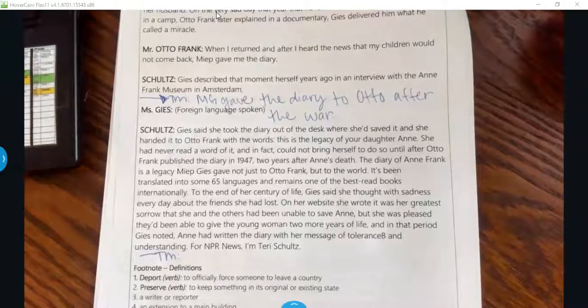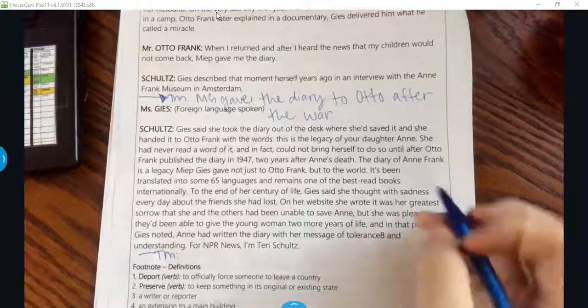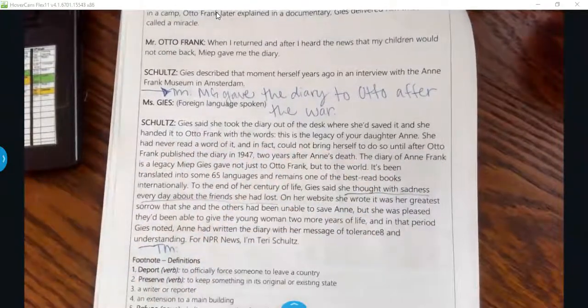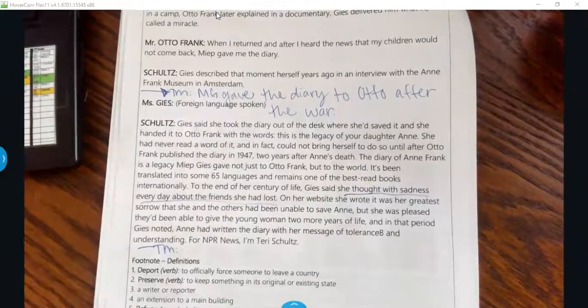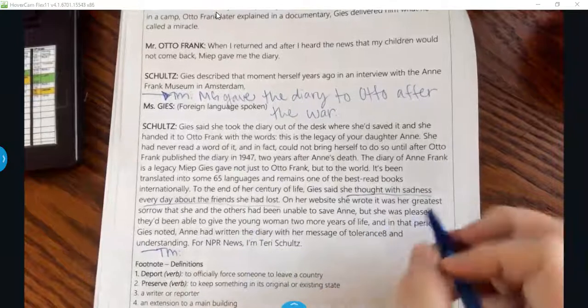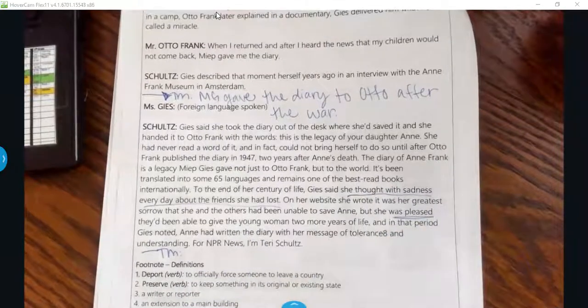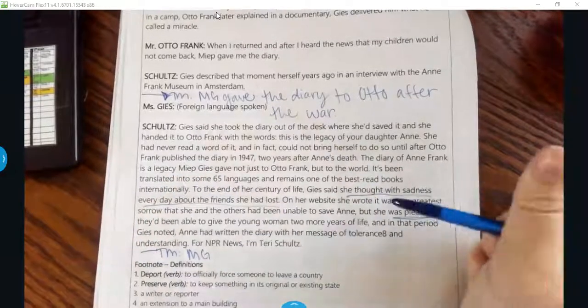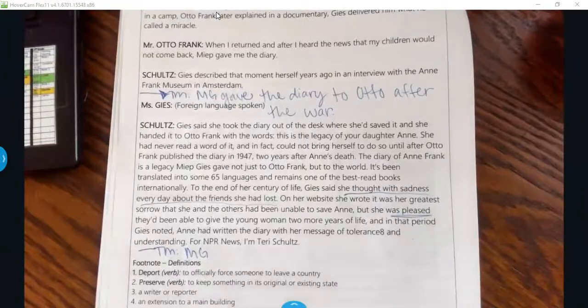Okay. And then as I was finishing up this last section, I was thinking about Miep Gies herself and really thinking about what the author was teaching me about her. And I was thinking, I learned 2 things here. That she thought with sadness every day about the friends she had lost. So she has never fully recovered from the loss of her friends. She grieves their loss every day. But she was pleased that she had been able to help them as much as she could. And so right here, when the author is teaching me, notice how I went back into my text and underlined these pieces before I did my annotation, just to help me really understand what I was reading.